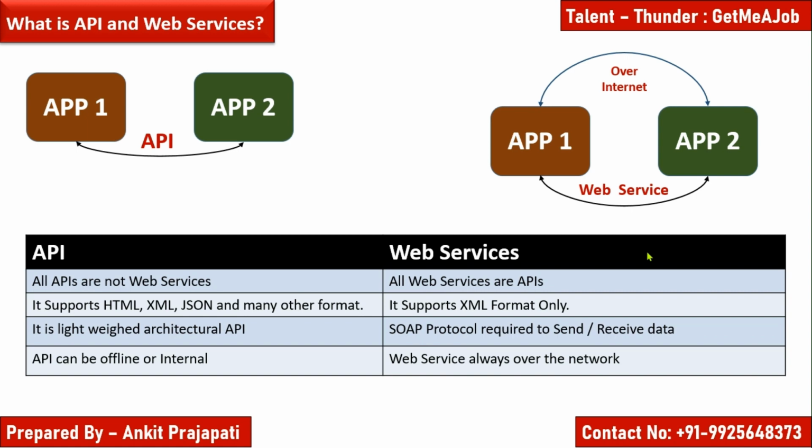When you are interacting between two applications, internally or externally, that is called an API. But when you are going externally, meaning over the internet, over the network, that will also be called a web service. So a web service is an API, but it works over the internet. API supports HTML, XML, JSON, and many other formats, whereas a web service only supports the XML format, because we have to transfer the data over the internet.